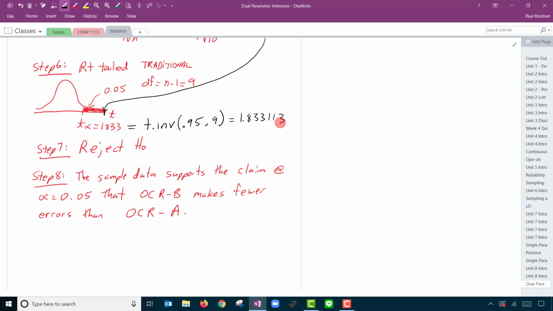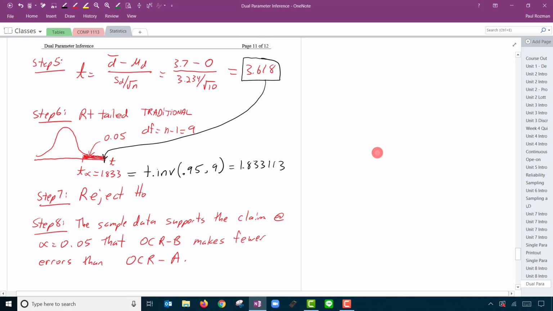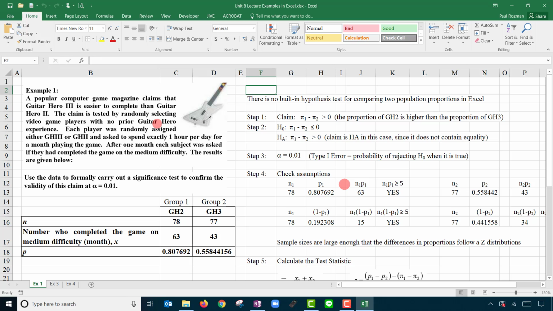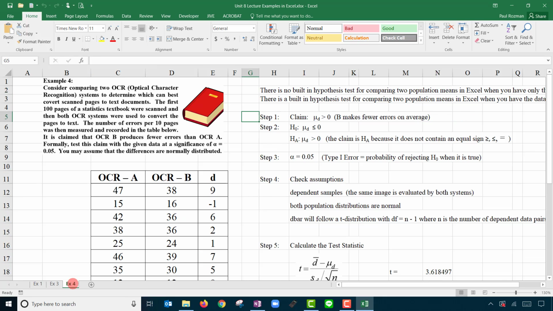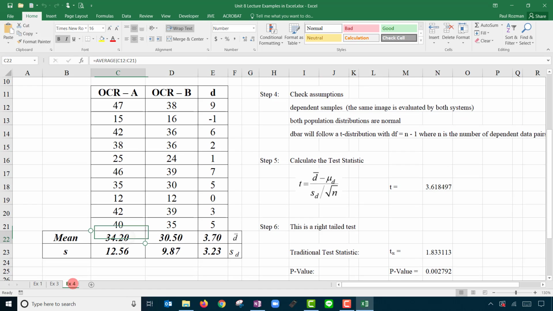If you prefer the p-value method over this, we would just find the area to the right of 3.618. Why don't we do that in Excel? So doing this in Excel, we have this example here. I copied and pasted the question in. I copied and pasted the data in. I used formulas to calculate the summary statistics, your d-bar and your standard deviation, just so you have this in case you ever want to do one of these again.